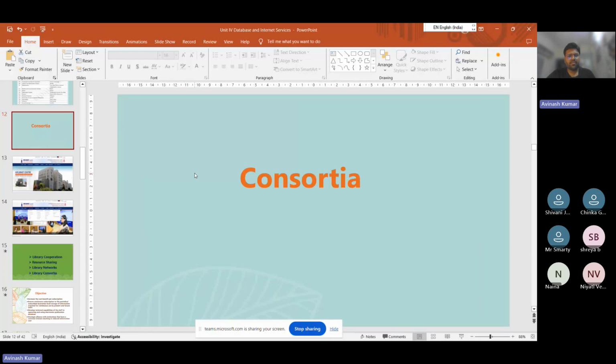So, very important. First you understand that consortia means togetherness. It means if there are things all together.